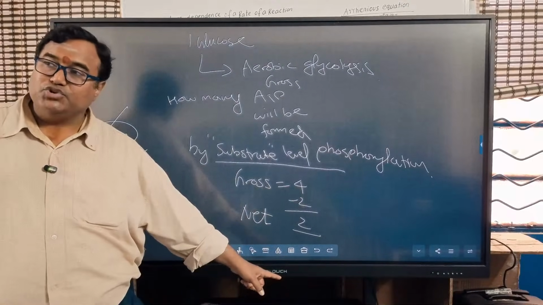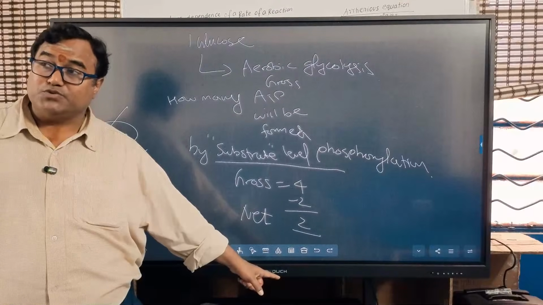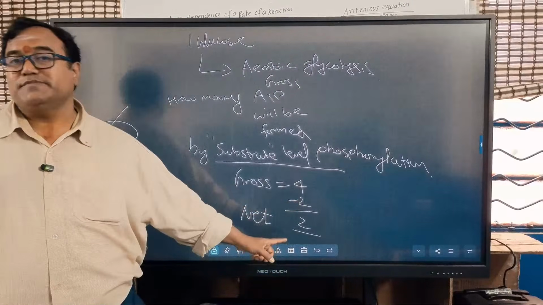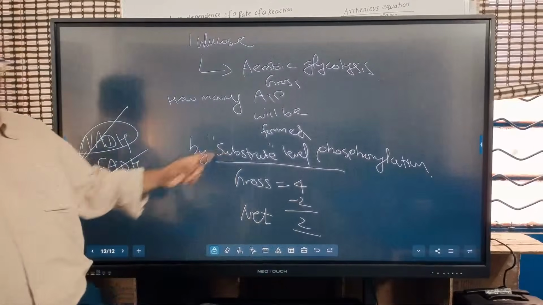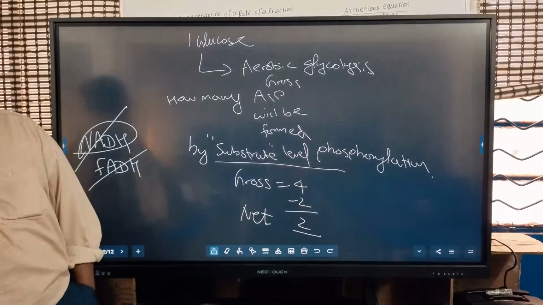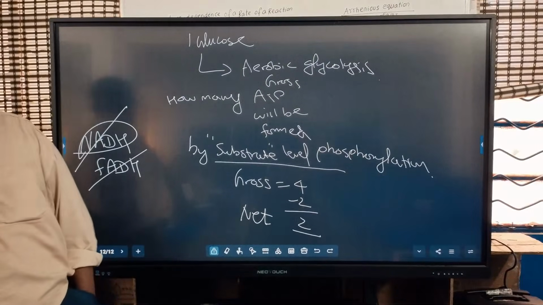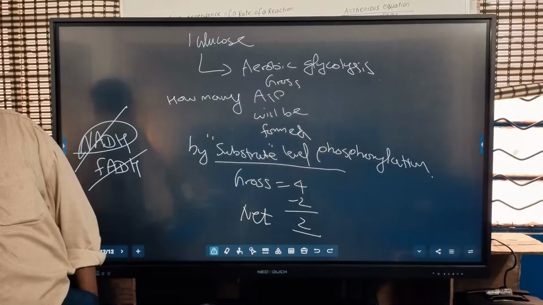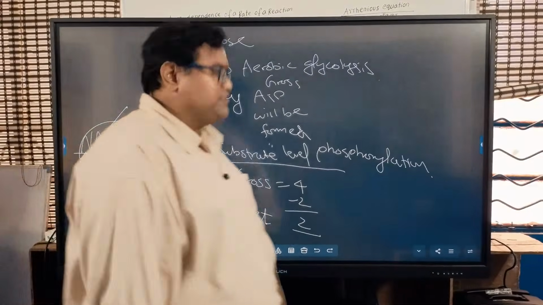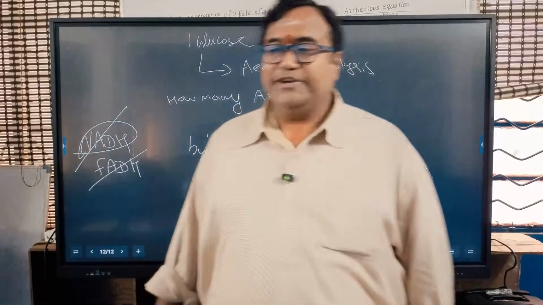Like this, you need to remember that the gross ATP formed in the aerobic glycolysis process is 4, and the ATP used is minus 2, because they told substrate level phosphorylation. There are so many sums like this in plant respiration. With this, they will trap you from getting 360, because everybody is learning the NCERT textbook very nicely and they need to bring the confusion. So you'll be trapped.